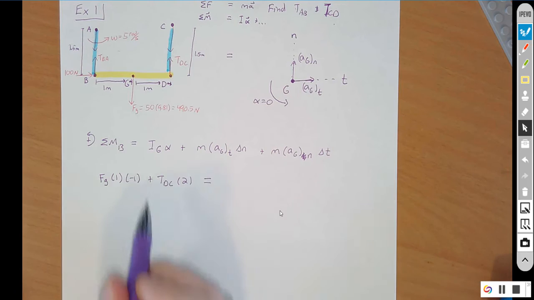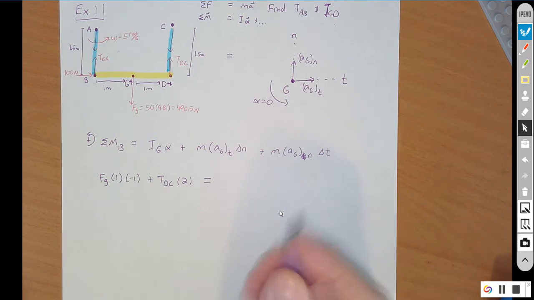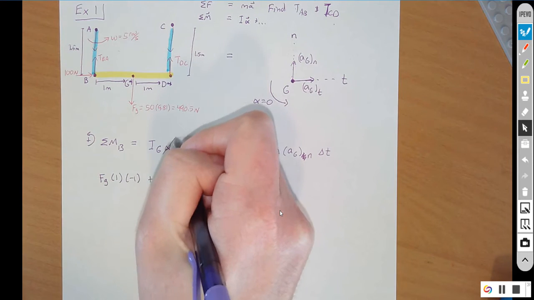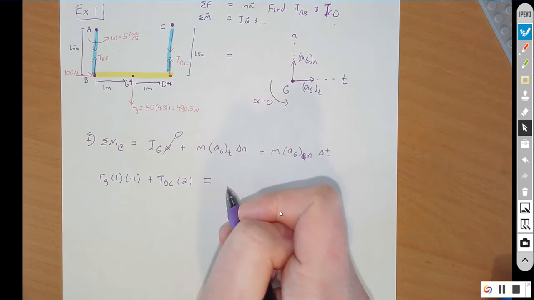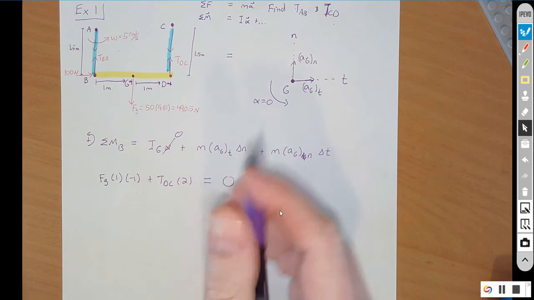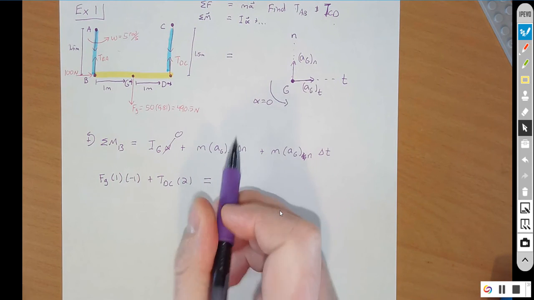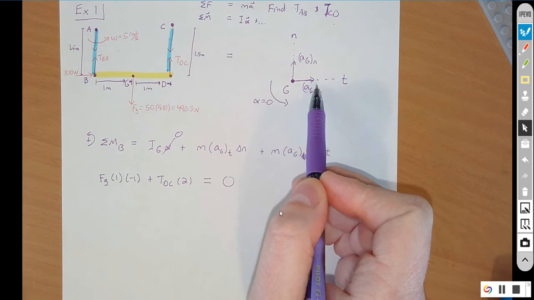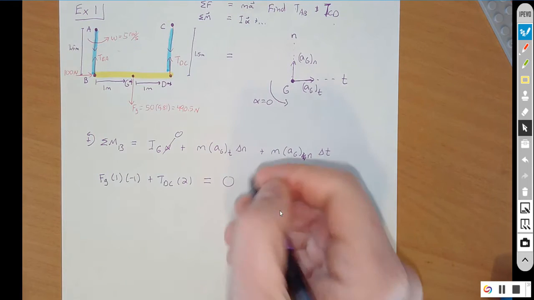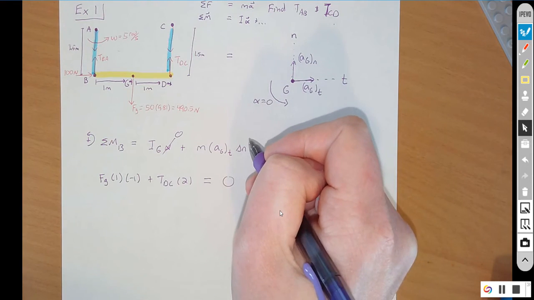Now we go and fill in this piece here, IG alpha. This is a slender rod. I would need to look up the, well, actually I don't, because we established that alpha is 0, so we don't care about what IG is. But if alpha was not 0, I'd have to go look up the equation for a slender rod. So we get a 0. Mass, acceleration, delta n. Our tangential acceleration is going to be to the right, which means the line of action will go through B. So we're going to get another 0.